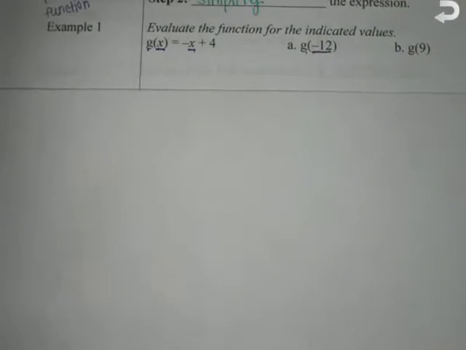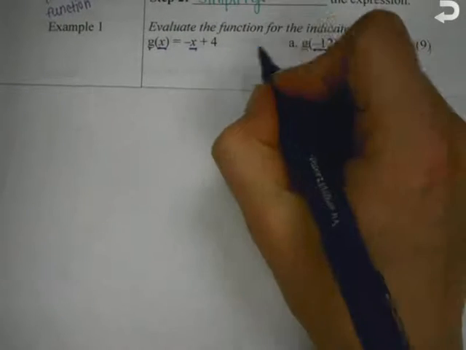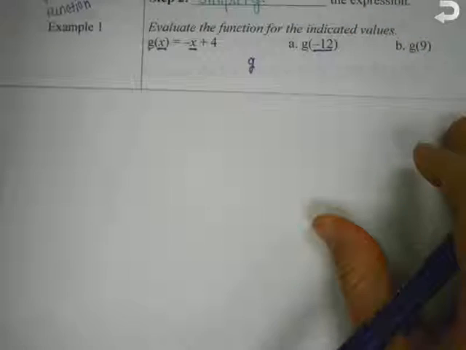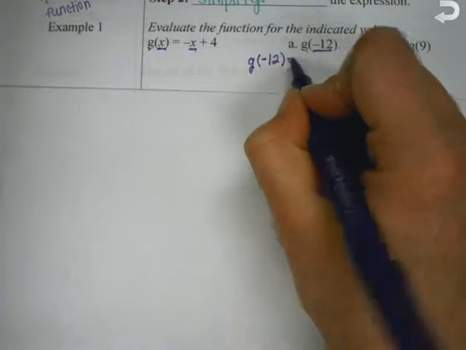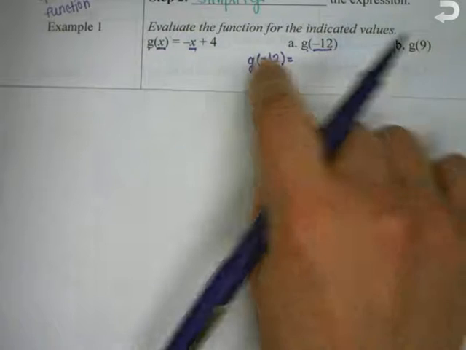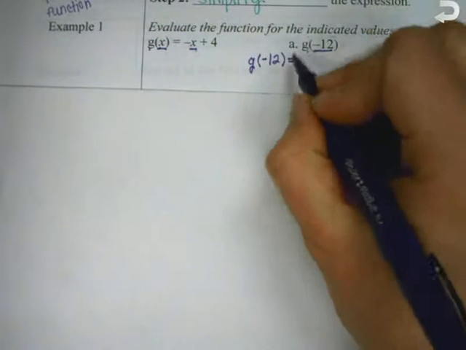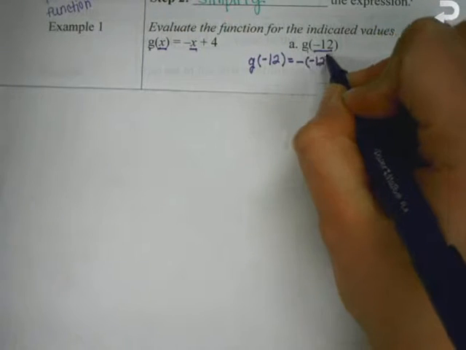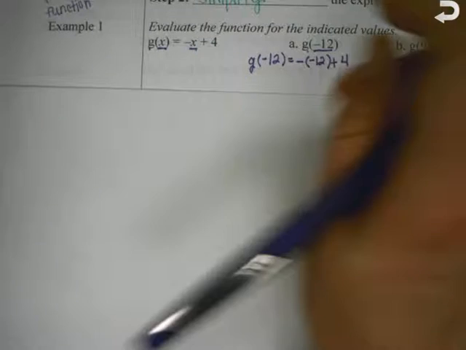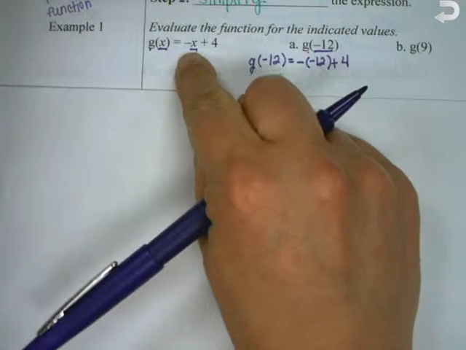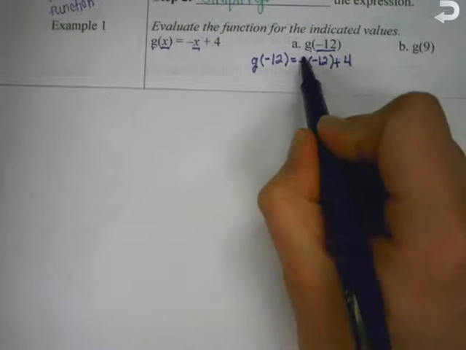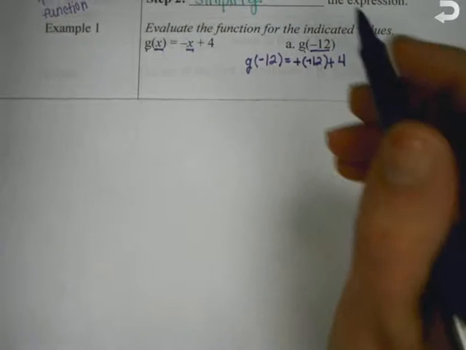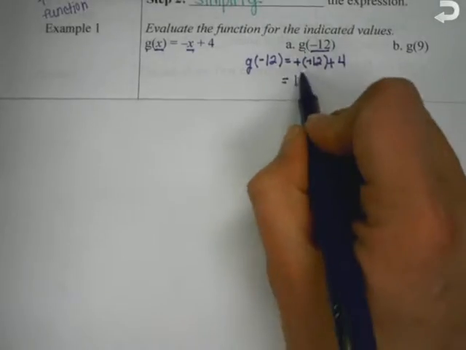So what do you think I'm going to do? We are going to plug in negative 12 for x. So we would write this. G of negative 12, that's how we read it, is equal to, there's a negative x, so negative of negative 12 plus 4. We just substituted x in with negative 12. This we know how to do, right? Minus the negative becomes positive. So g of negative 12 is equal to 12 plus 4, which is 16.